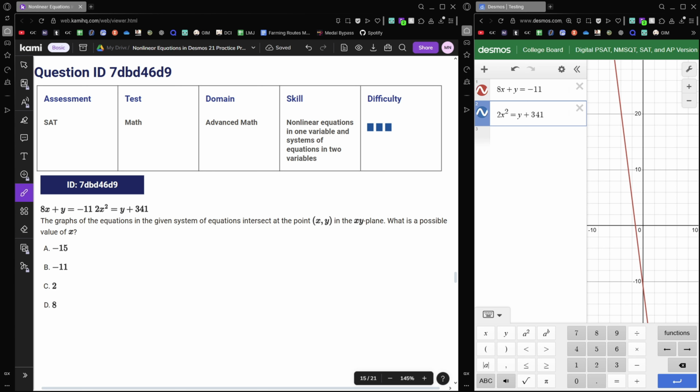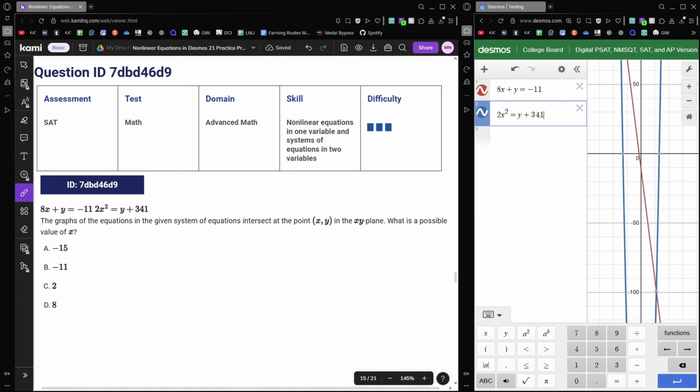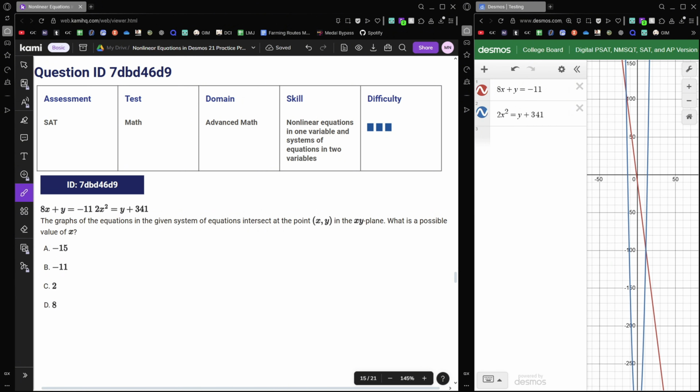Now they're asking us for a possible value of x where they intersect. So here we have two points where they intersect, this one right here and this one right here. Now the x values could either be -15 or 11. I don't see 11 in our answer choices, but I do see -15, so A will be our answer.